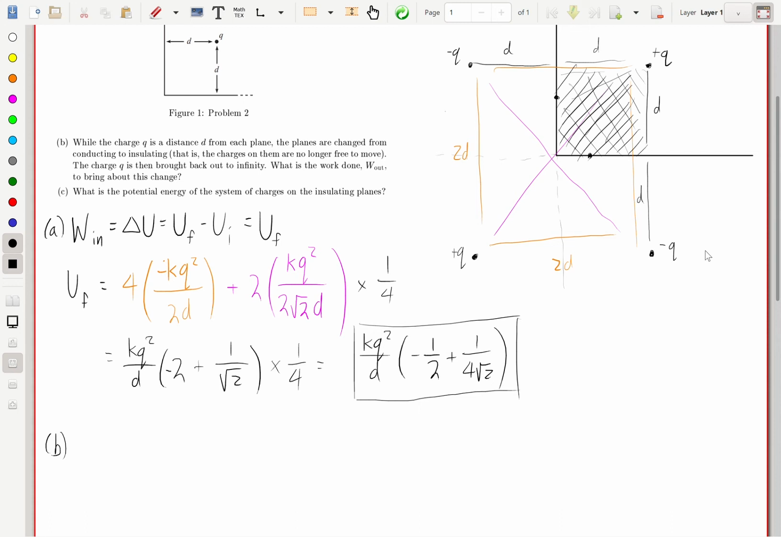So this is a similar problem, but in this case, these three charges are already here. And they will continue to be here because the charge distribution of the conducting plates can no longer move. So we have work out is equal to the change in energy, equals UF minus UI, but this time UF is going to be 0, so we're just left with the negative of the initial potential energy.